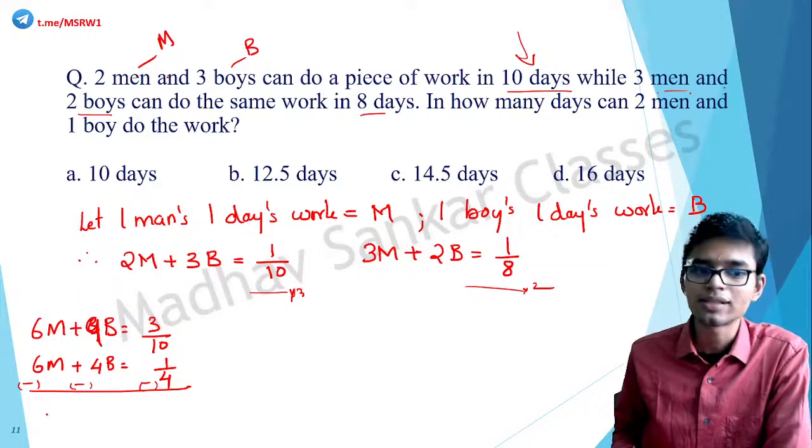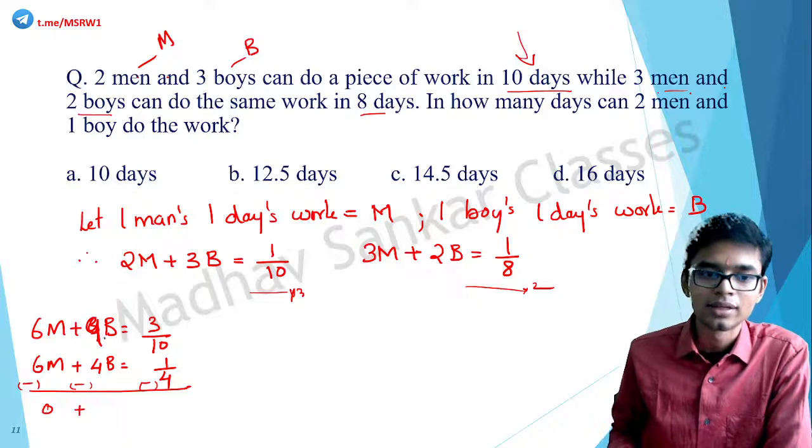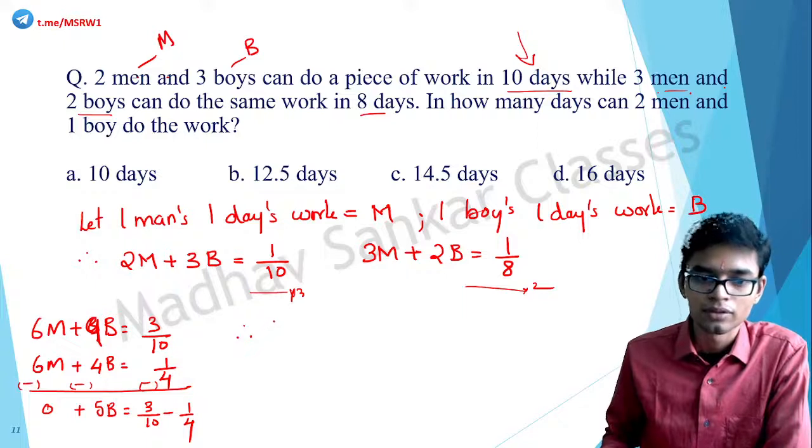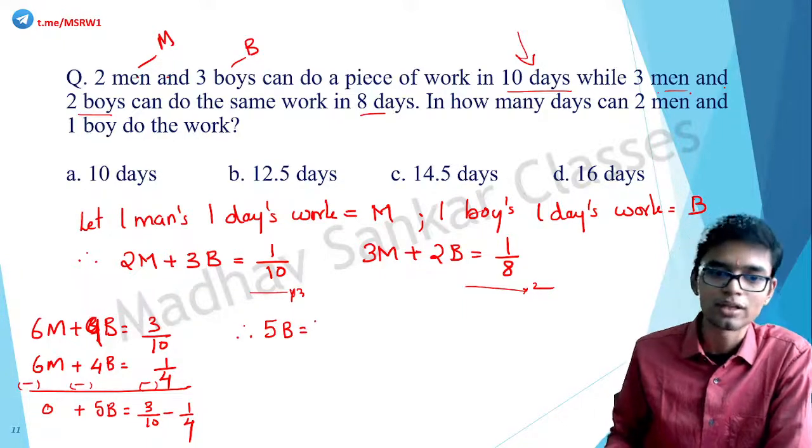Clear? So, 6M minus 6M is 0. Plus 9B minus 4B, 5B, is equal to 3 by 10 minus 1 by 4. Correct? Therefore, 5B is equal to how much? 3 by 10 minus 1 by 4.